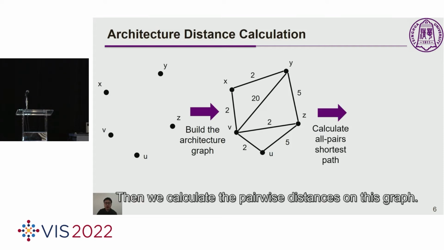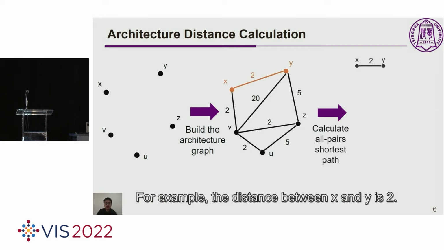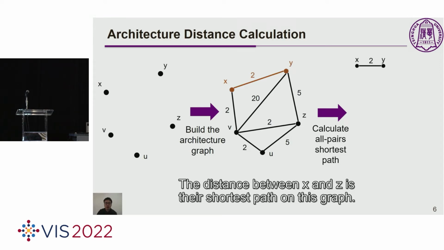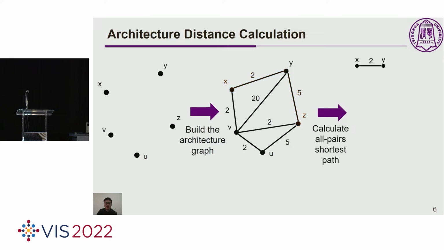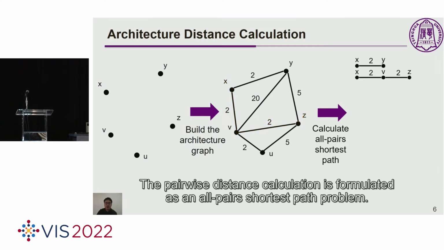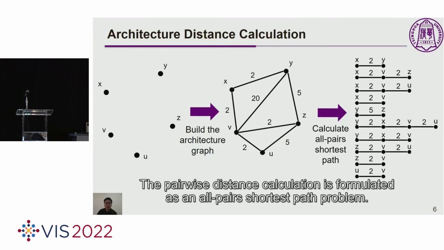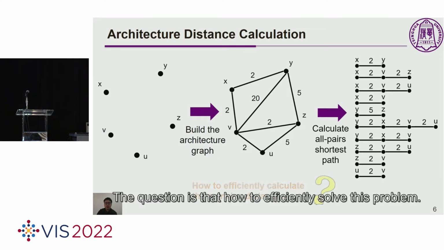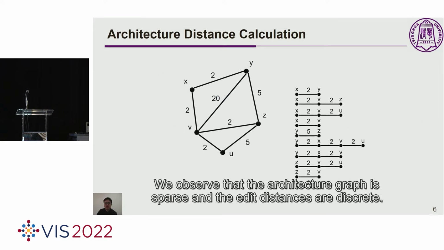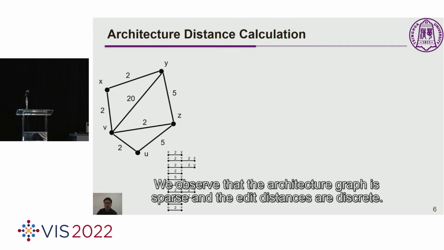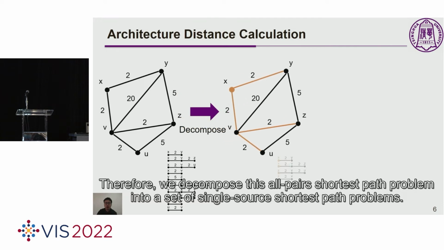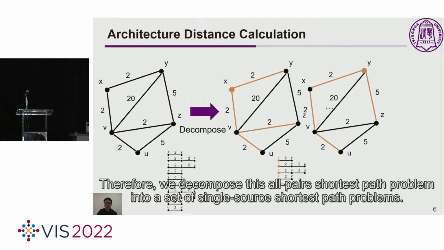Then, we calculate the pairwise distances on this graph. For example, the distance between x and y is 2. The distance between x and z is the shortest path on this graph, so it is 4 in this case. The pairwise distance calculation is thus formulated as an all-pairs shortest path problem. The question is how to efficiently solve this problem. We observe that the architectural graph is sparse and the edit distances are discrete. Therefore, we decompose this all-pairs shortest path problem into a set of single-source shortest path problems.